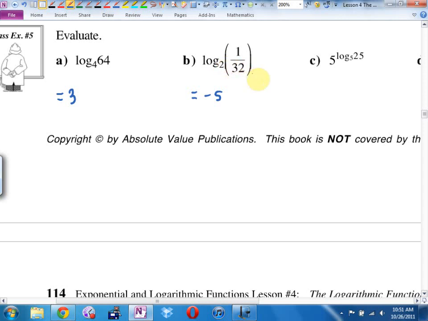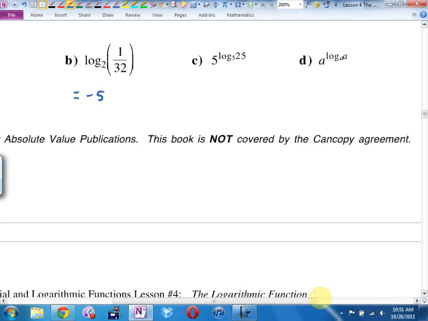C. Well, where do logs fall under the BEDMAS rules? Because they're an exponent, they fall under the E for exponent. Do the exponent first. What's up in the exponent? I don't see a log base 5 of 25 because I know what that is. You know what log base 5 of 25 is?